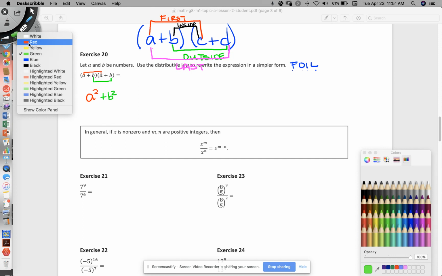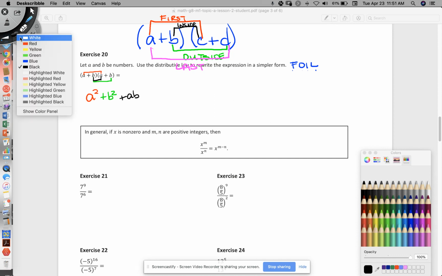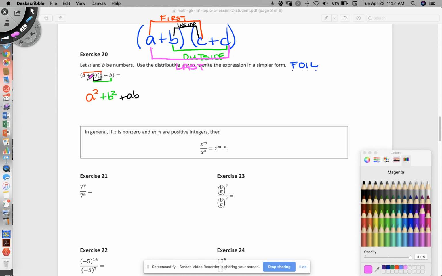All right, now we're going to do our inside. So I'm going to go with the black here. My inside is going to be B times A. And I always like to write it in ABC order. We'll just put AB. And finally, I'm going to come over here and grab that pink again, and I'm going to do my lasts. And that's AB again, so that's plus another AB.